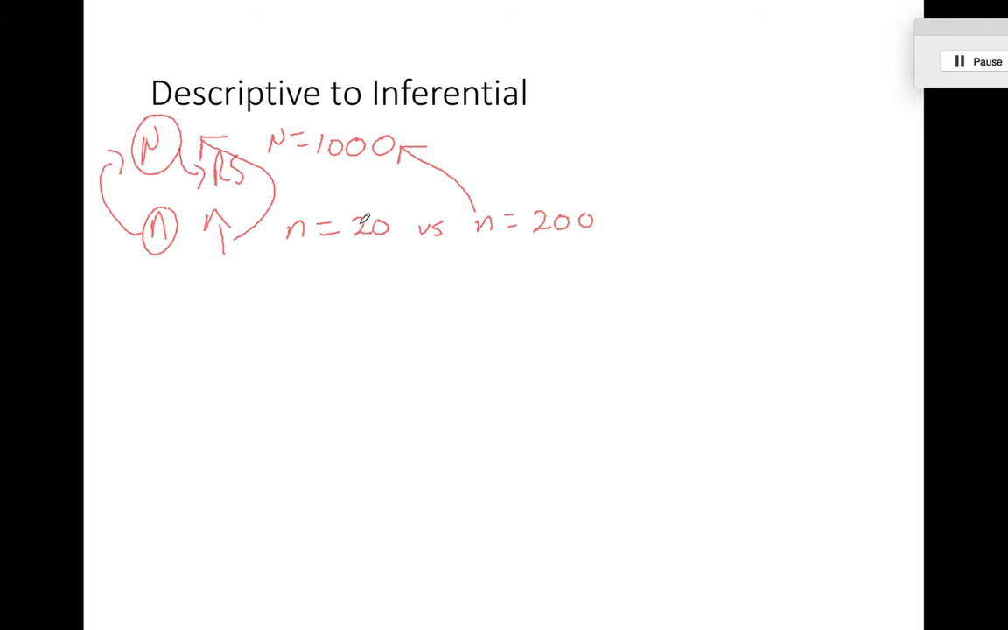So if I have 20 people participate and my population is 1,000 individuals, I have about 2% of the population participating. Now, if I have 200 individuals participating and my population is 1,000, I'm going to have a lot more individuals participating in this particular case.